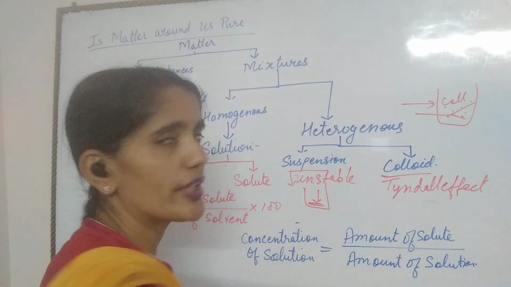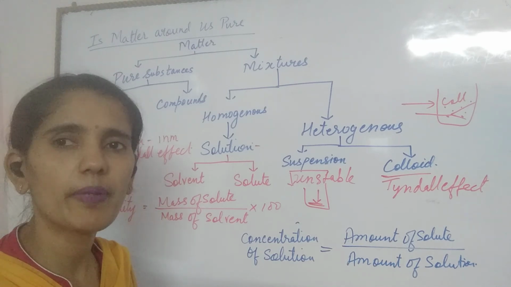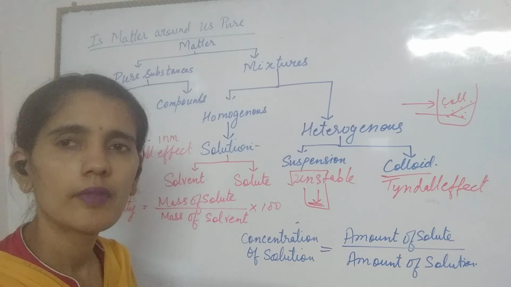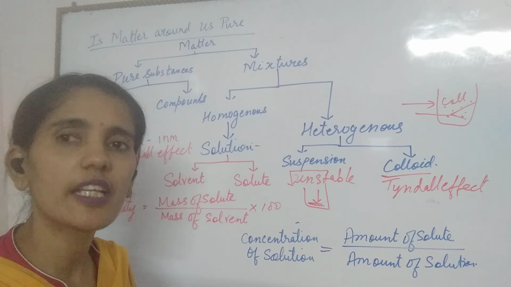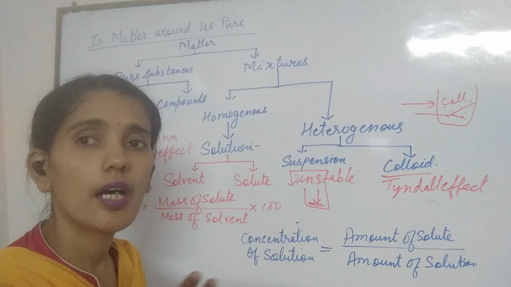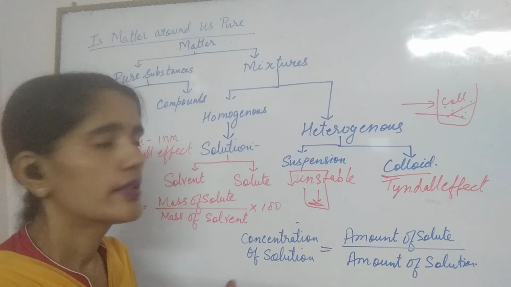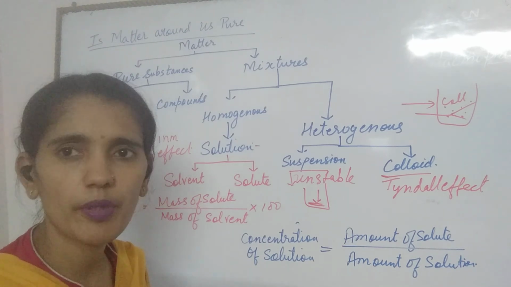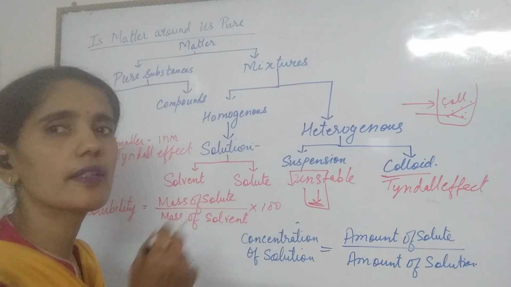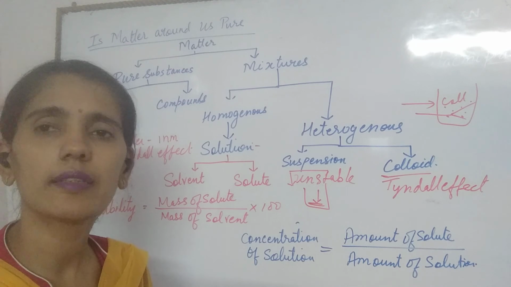Now next is colloid. In colloid also, particles are small, so it cannot be separated by filtration, but it can be separated by centrifugation, like butter from milk. In dairy farms and all, they use the centrifugation method to separate butter from milk. So these are the different methods which we are going to discuss in the next video.